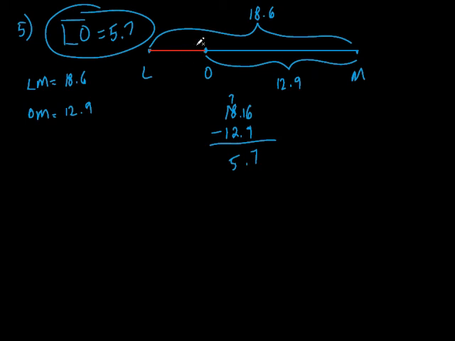I could do this on the test. I don't know, I don't have the midterm memorized or anything. But they might tell you LO and they might tell you OM, and they might ask for LM. What would you do to those two numbers? Would you subtract to get that? No, what would you do? Add them up. That's right. So if they told you LO and OM, you'd add them up.